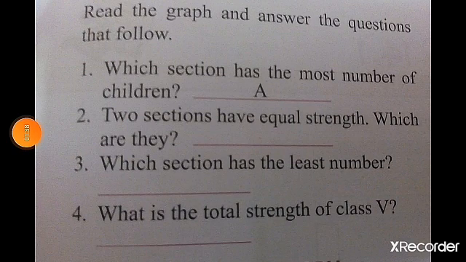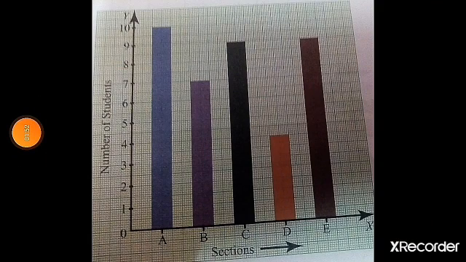The fourth question is, what is the total strength of class 5? To get the total strength of class 5, what should we do? Yes, we should add the strength in all the sections. So when you add, what do you get? If you start adding, in section A we have 10 and in section B we have 7. 10 plus 7 is 17, and in section C we have 9. 17 plus 9 is 26.